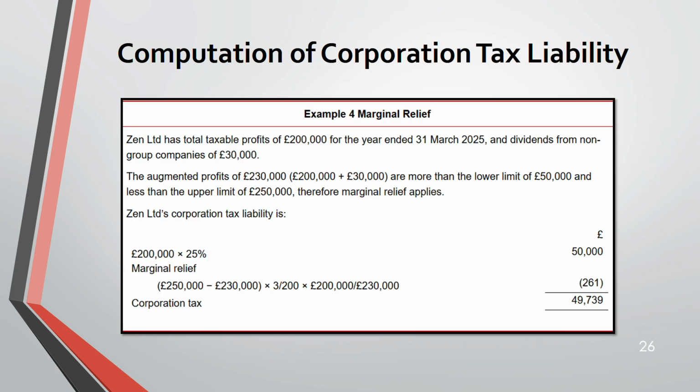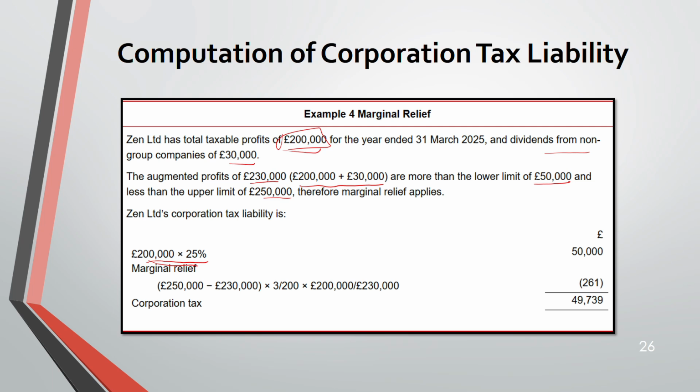Now example 4. Here TTP is 200,000 and dividends from non-group companies are 30,000. That means you have to add this 30,000, because they will always mention whether it's a group company or a non-group company. So what is your augmented profit? TTP 200 plus dividends from outsiders 30, so 230. This 230 is more than 50 but less than 250, so you are going to get marginal relief. Calculate corporation tax on your TTP of 200,000, not on 250, not on 230. Corporation tax is always on TTP, not on TTP plus dividend, which is augmented profit.